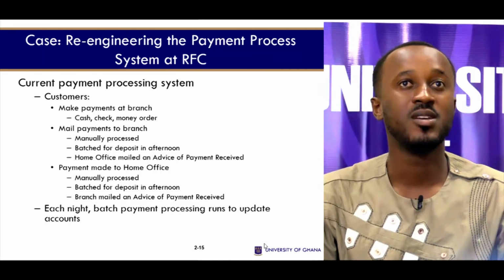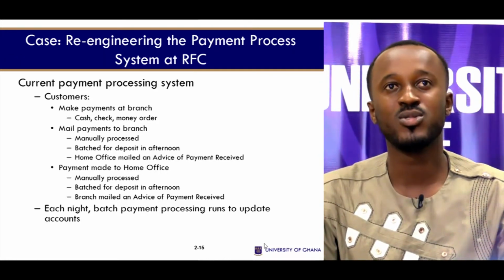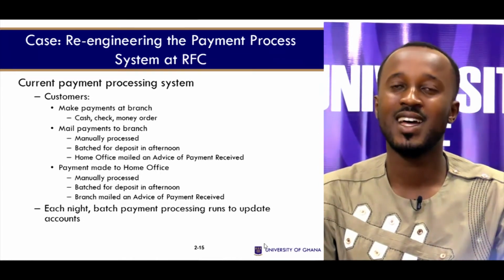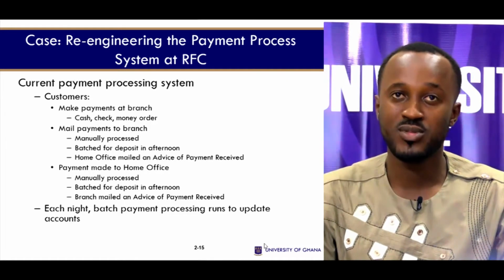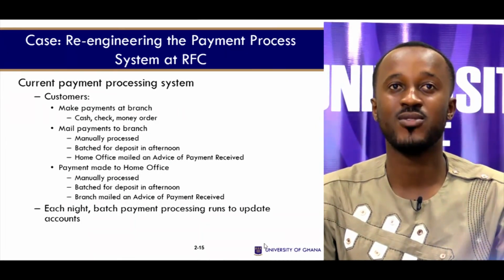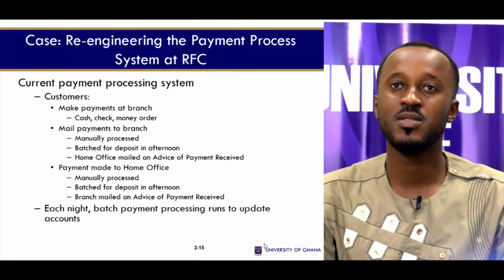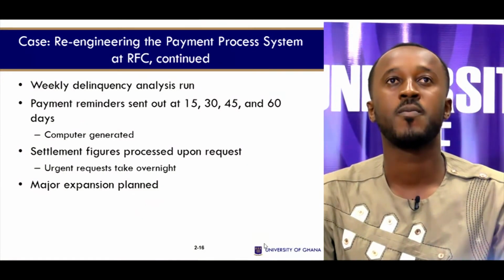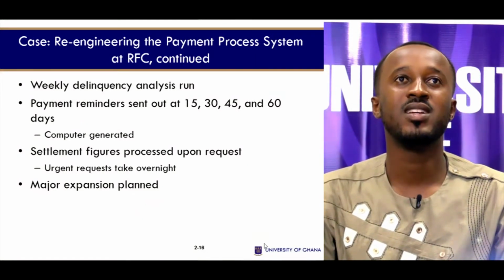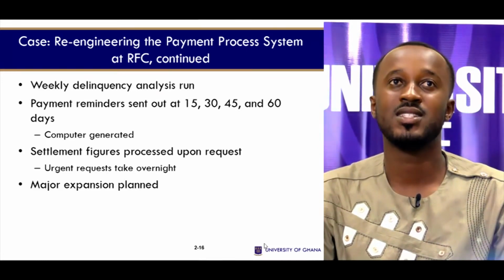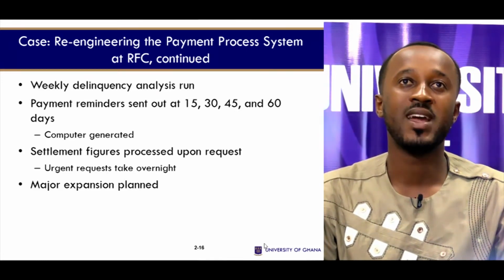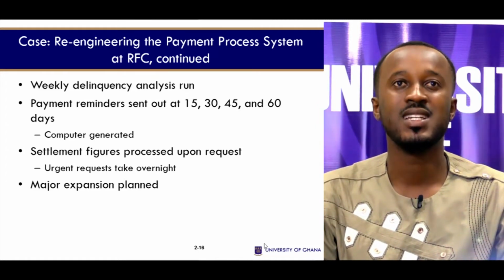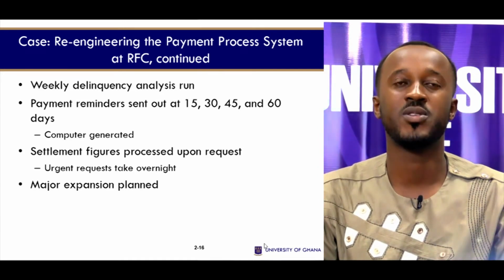After the customer has made the payments to the branch, it goes through these processes before it will be reviewed, and later the authority that is supposed to approve or disapprove whatever loan they're asking for goes through. Now each night the batch payment processing runs to update accounts. This is how the current payment system looks. Then there's a weekly delinquency analysis run, and payment reminders are sent out within a number of days, which is usually computer generated. Then settlement figures are processed upon request.